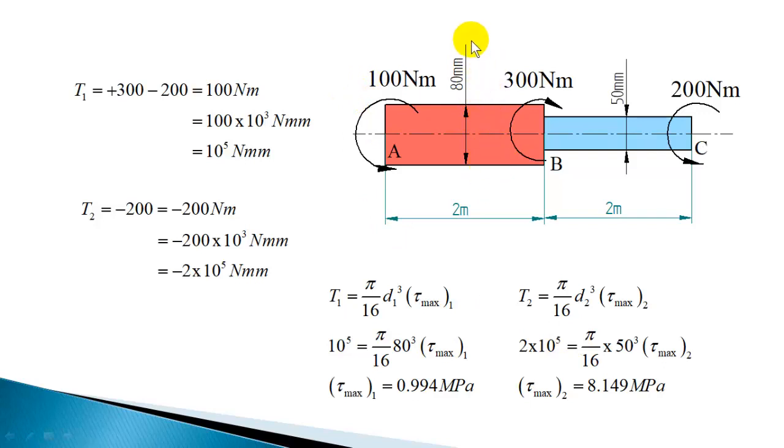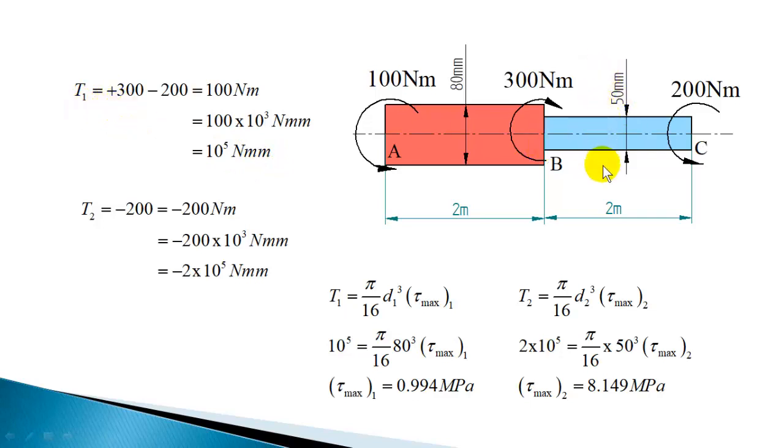First section, that is section AB, you consider the torques on the right side. You don't consider the left portion. I am taking a section here. This is clockwise, so you can take plus 300, and this is anti-clockwise, so minus 200. So plus 300 minus 200, you get 100 Newton meter. That is the torque acting in the first section. And Newton meter you can convert into Newton mm by multiplying by 10 raised to 3, which gives 10 raised to 5 Newton mm. So that is the torque acting in the section AB, or T1. I have taken it as T1.